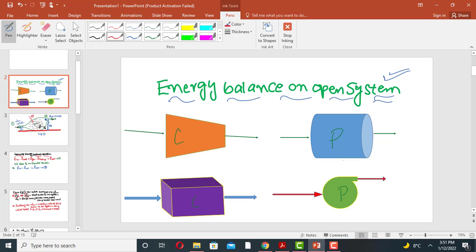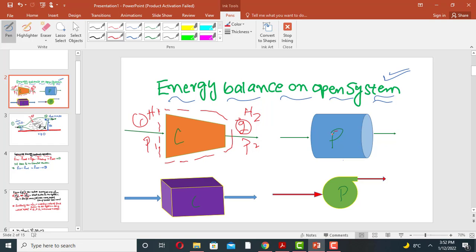This compressor compresses the gas. Suppose the gas is entering at point 1, it compresses the gas. So the pressure here is P1, the pressure here is P2. Enthalpy of the gas here is H1 and here it is H2. So this is an open system.